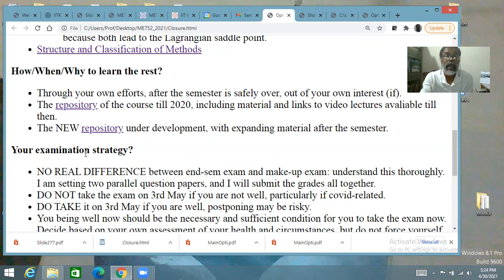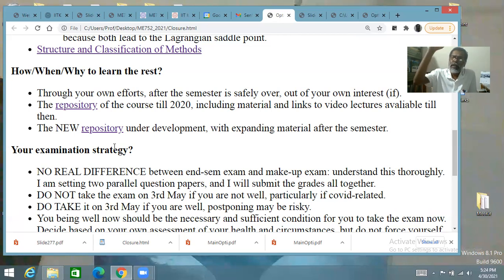Now, examination. Let us discuss this point a little with cold blood, cool mind. There will be no real difference between the regular NSEM exam and makeup exam. This point you should understand thoroughly. During this weekend, I will set 2 parallel question papers as equivalent as possible, and then I will conduct the exam on the stipulated date, that is Monday morning, the first slot itself.